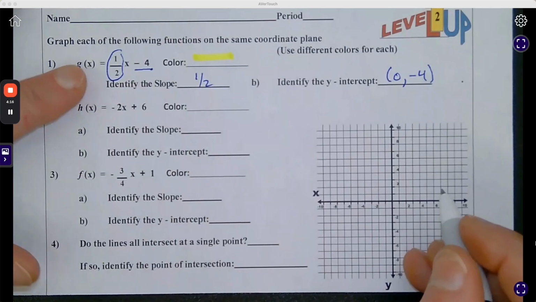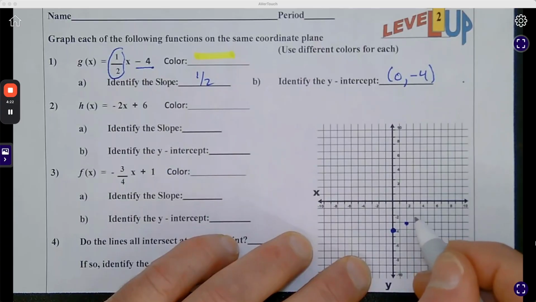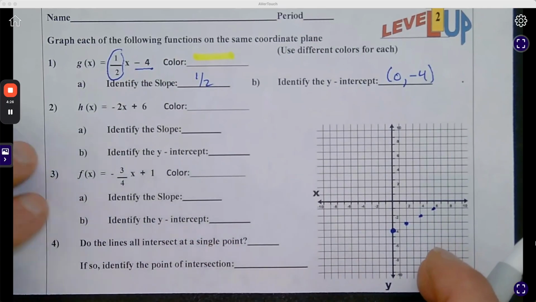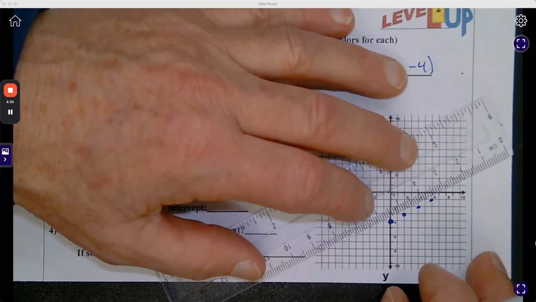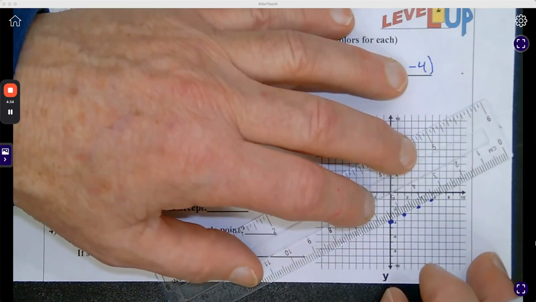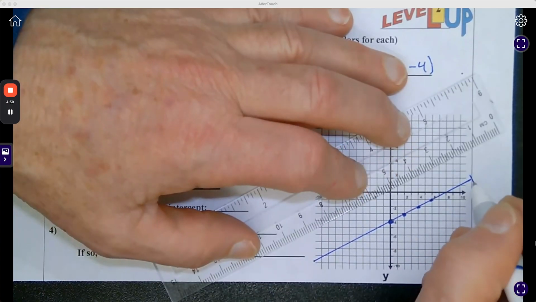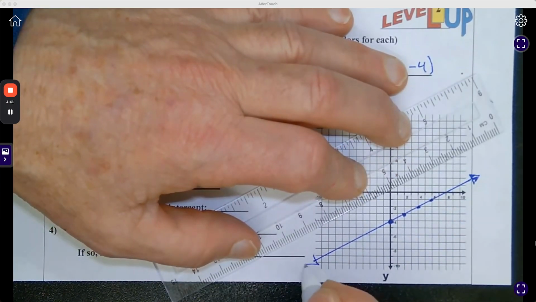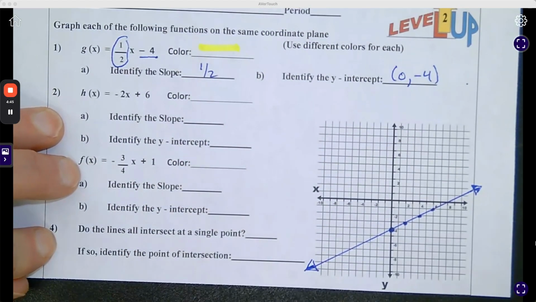Let's graph it. I'm going to go down where y is negative 4. And now I'm going to apply my rise over run. Up 1 over 2, up 1 over 2. I like to do a few of them, especially when we're graphing numerous graphs on the same coordinate plane. And make sure you're really accurate with this. Drive your lines all the way through. Arrows go on the ends. Just like that. All right, that looks good.